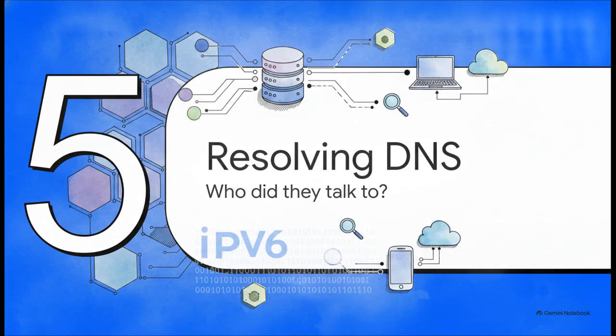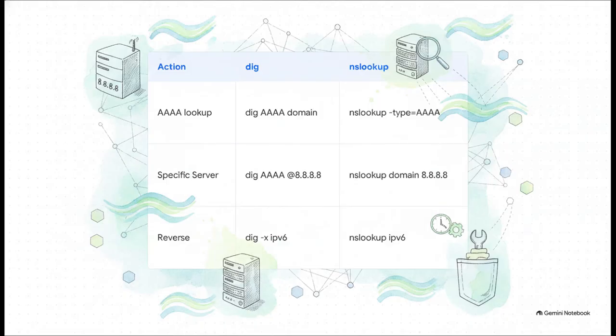All right, Step 4, resolving DNS. Who did they actually talk to? Look, if you can successfully ping6 an IP address but not the host name, you've got a DNS problem on your hands. Notice in the breakdown here that we are always hunting for that AAAA record.